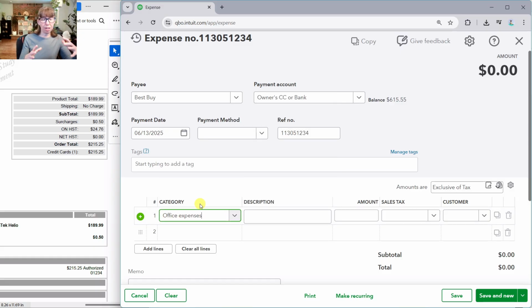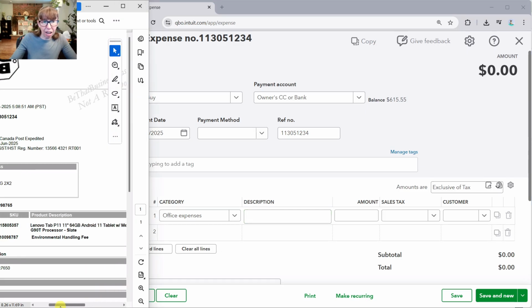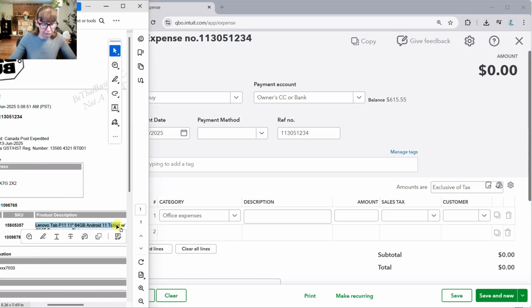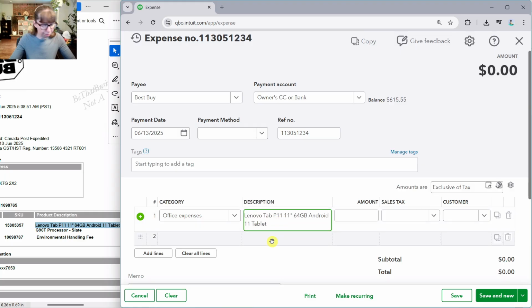If this was over $500, it would then need to be a capitalized asset, and we would put this under computer equipment. But because it's under 500, we can go ahead and just say office expenses. Though I do think it'll be helpful to say what this purchase was, so I'm just going to highlight this and put that in there.